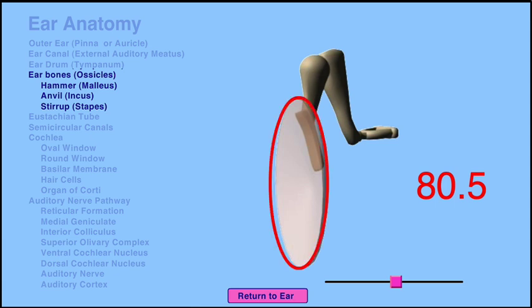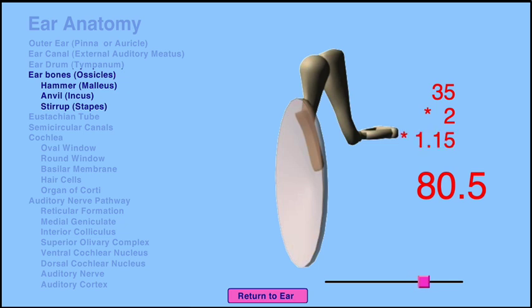1. The eardrum is much larger than the oval window, which causes an increase in pressure of 35 times. 2. The eardrum buckles in the middle, which doubles the pressure at the oval window. 3. The ossicles, acting as levers, increase the pressure by a factor of 1.15. Taking these three factors into account gives us an overall increase in pressure at the oval window of 80.5 times.